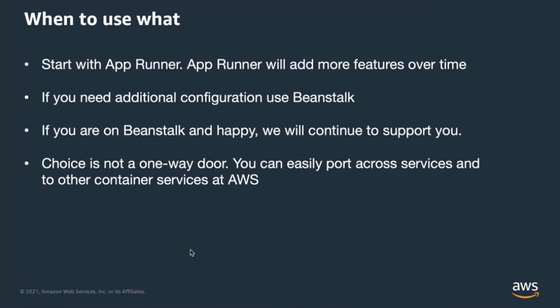A one-way door is a concept here at Amazon where you make a decision, you can easily go back on it. A one-way door is something which you can't go back on. This choice of choosing Beanstalk or App Runner is not a one-way door. You can easily choose between one service or the other. And as I've shown you in the demo here, you can take the same app and just upload it to GitHub and ask App Runner to fetch it and deploy it to App Runner. And just port it as simply as that.